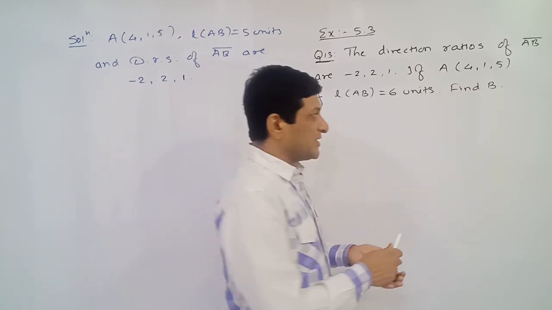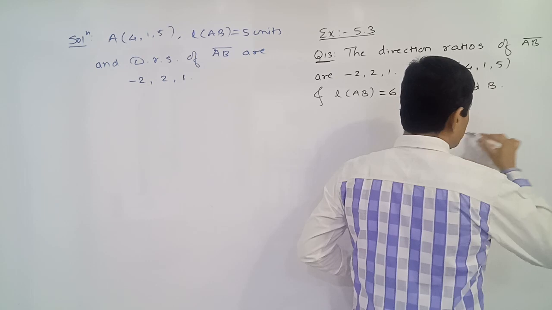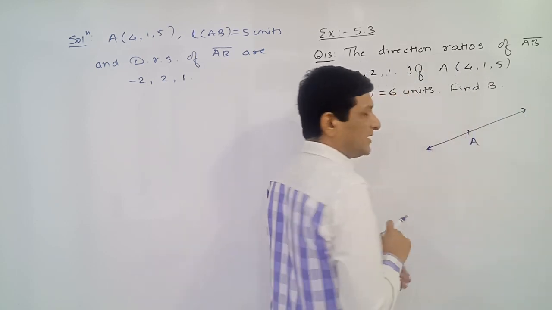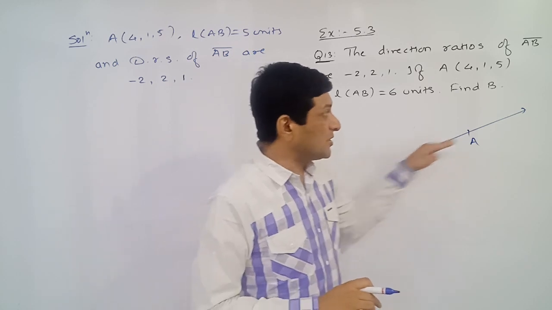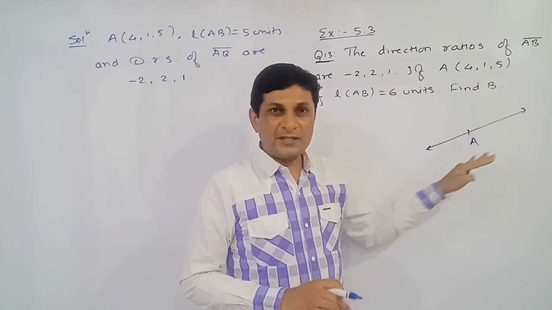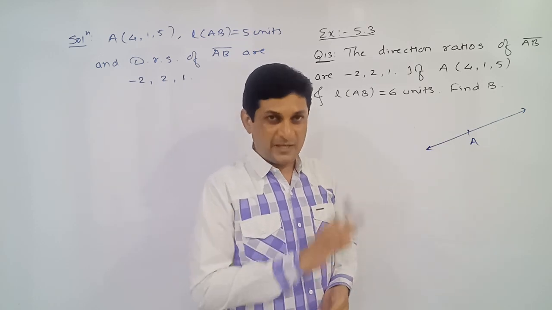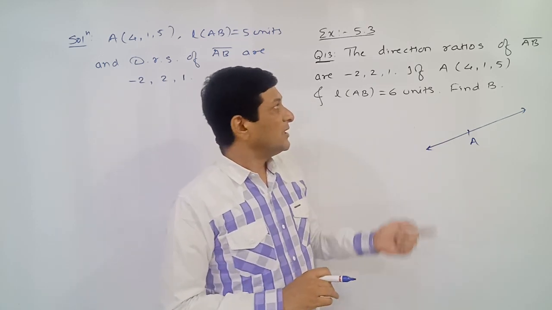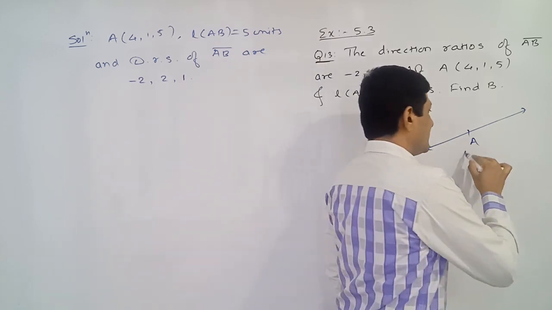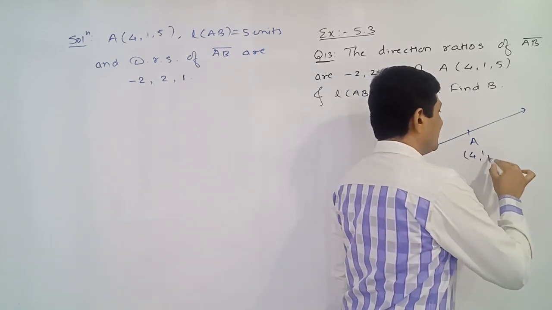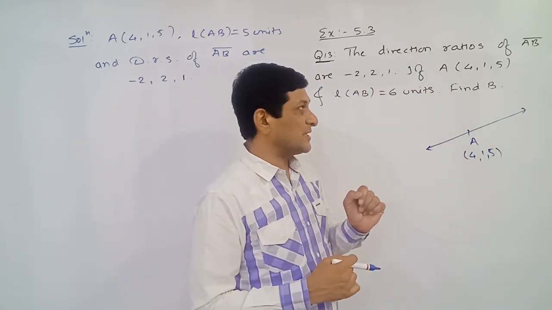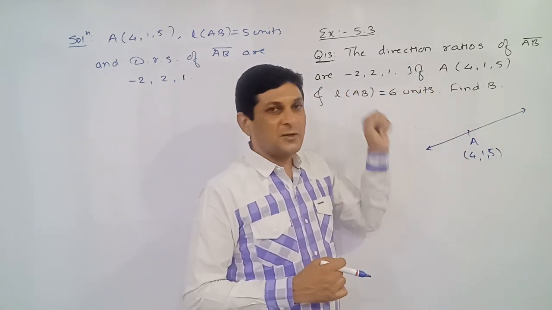Now here, let us suppose that this is a line, and one point is there on this line, point A, and its direction ratios. We can say that these are the direction ratios of AB bar, or the direction ratios of line AB, isn't it? And now the coordinates of this point A are also given to us. What are the coordinates of point A? 4, 1, 5. Direction ratios are also given to us. Now this AB is equal to 6.